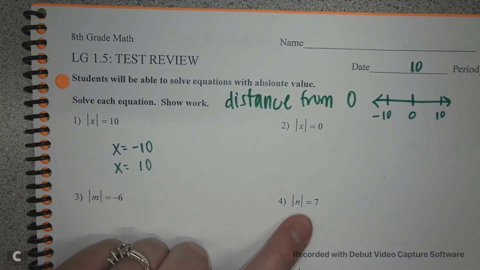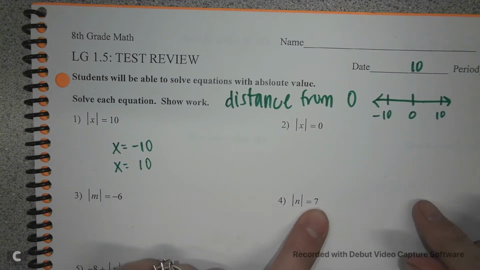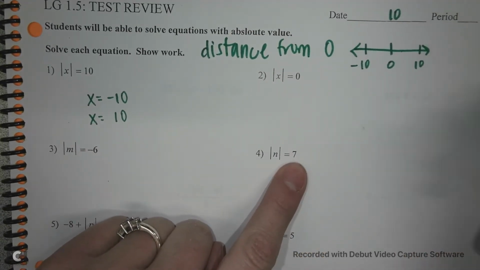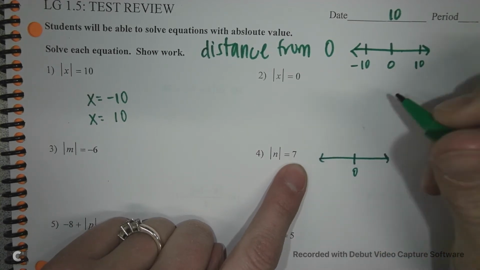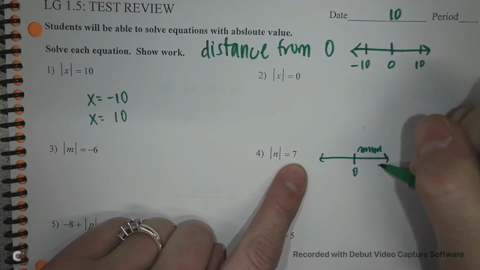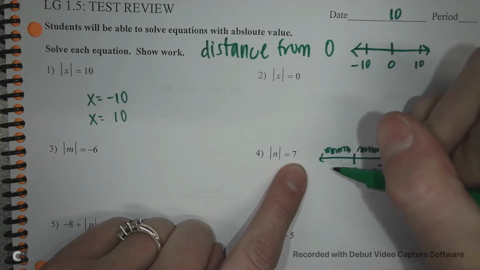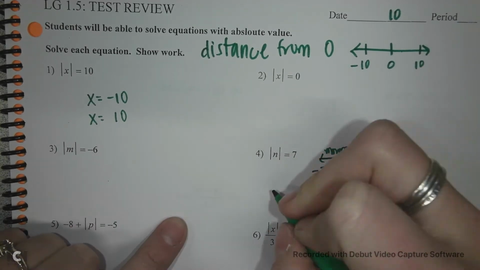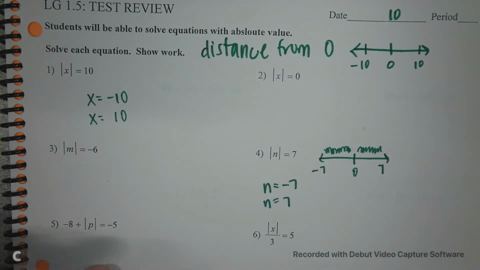On number 4, the same idea. So if I walk 7 spaces, I want to know what two numbers I would be at. So if you had a number line and you're standing at 0, and you walk to the right 7 spaces, then you'd be at 7. Or if you're standing at 0 and you walk to the left 7 spaces, then you'd be standing at -7. So n could equal -7, or n could equal 7.